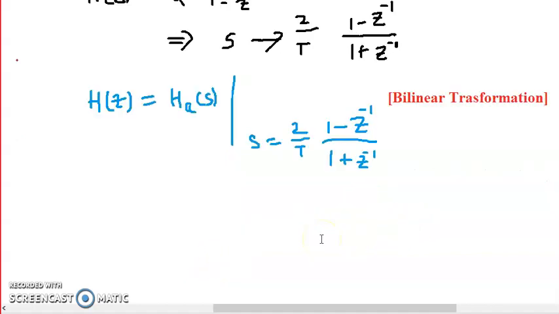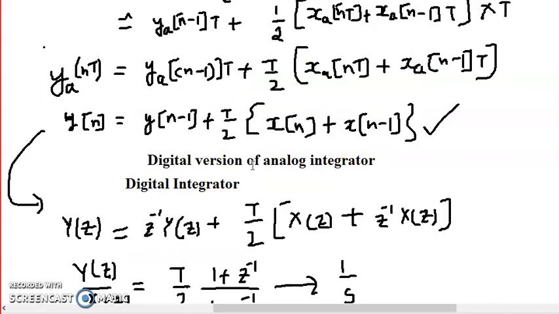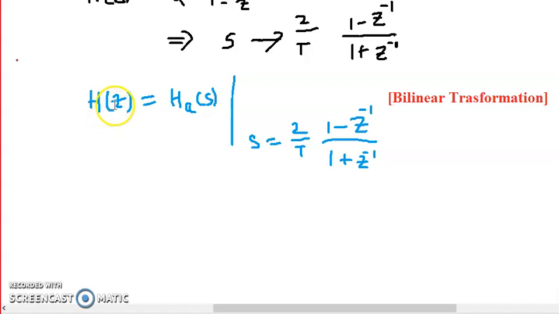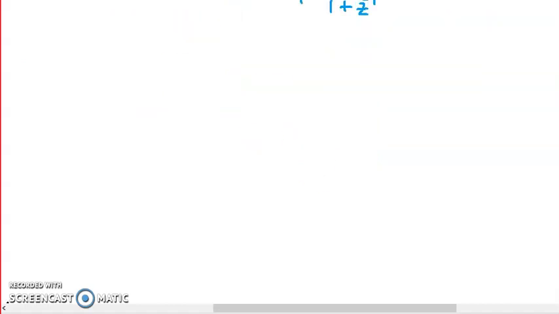So we have this transformation which is called the bilinear transformation. Any analog filter H(s) can be converted to a digital filter H(z) by using this transformation, where s of the analog filter is replaced by this expression. And in order for H(s) to transform to H(z), the only condition H(z) must satisfy is that it should be stable.